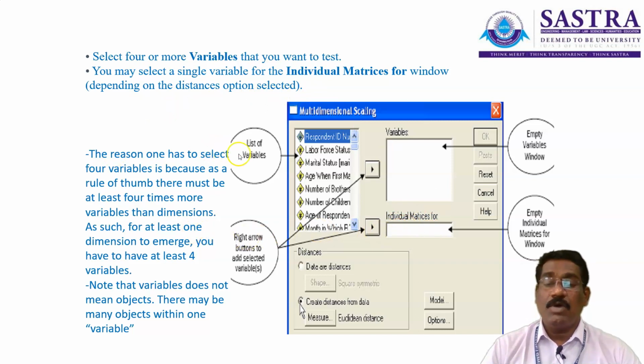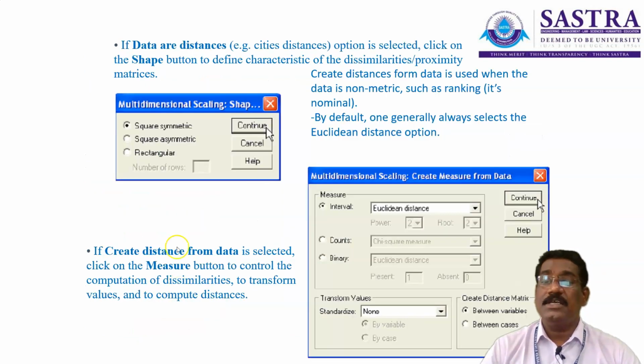The reason one has to select 4 variables is that, as a rule of thumb, there must be at least 4 times more variables than dimensions. It's given clearly here. As such, for at least one dimension to emerge, you have to have at least 4 variables keyed into the variable box here. And note that variables does not mean objects, because there will be many objects within one variable, especially in a ranking case. Okay.